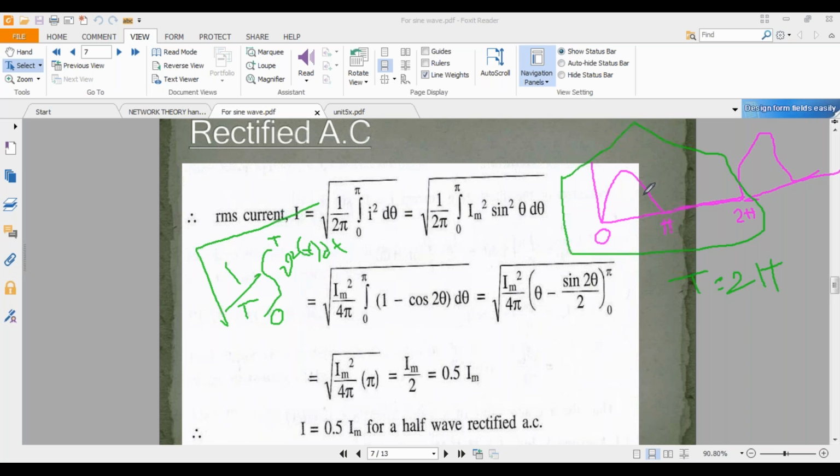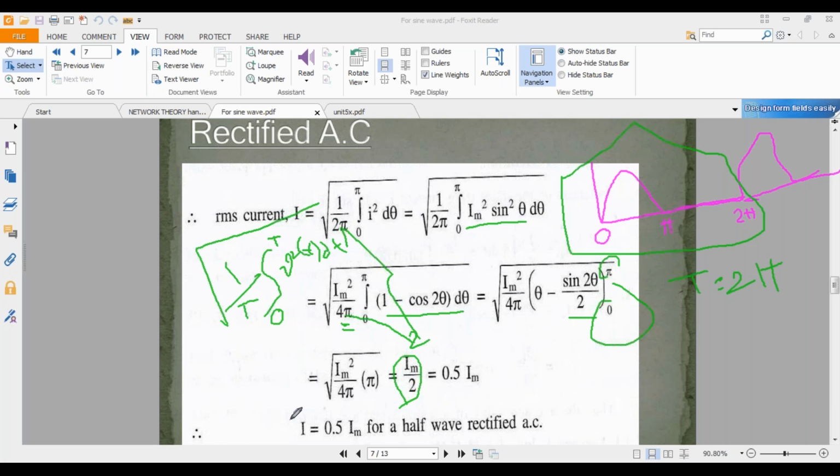Now this equation can be written as Im sin theta square. Because of this square, it is Im square sin square theta. Simplifying this, sin square theta can be written as 1 minus cos 2 theta by 2. Now this 2 is taken here, so 2 into T is equal to 4 pi. Now cos 2 theta can be integrated as sin 2 theta by 2. Then substituting the limits of integration, you can get Im by 2.